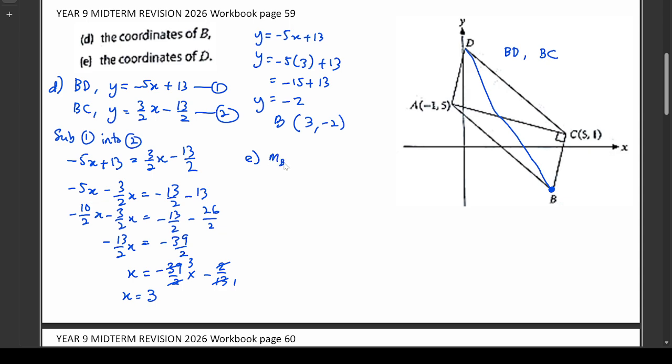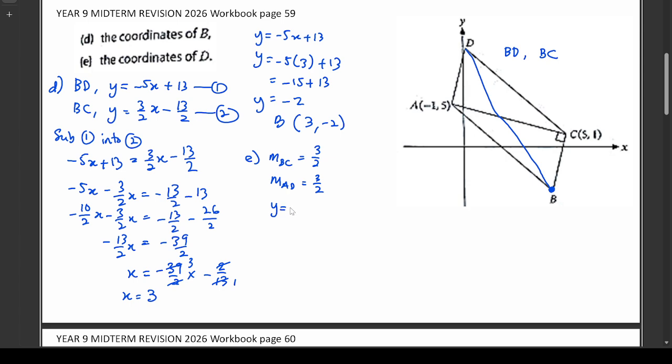So the gradient of BC is already found previously, right? BC is basically 3 over 2. This is a previous answer, please check. We already found the gradient of BC, which means the gradient of AD is also 3 over 2 because it is a parallelogram. Opposite sides have the same gradient. Okay, and we need one coordinate to find the equation of AD. So A is already given. A is a point on AD, so we can use A.